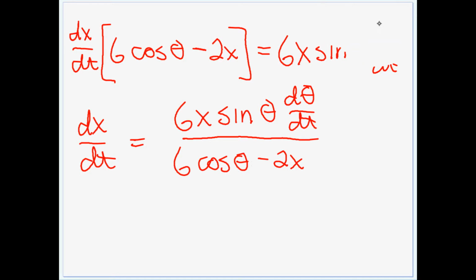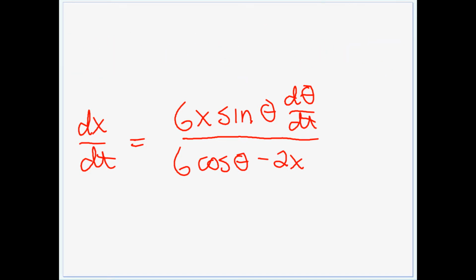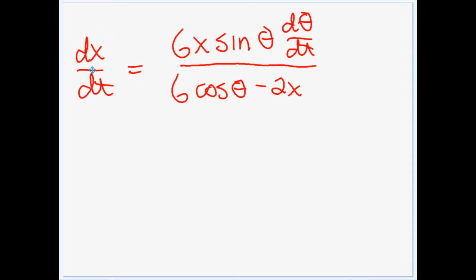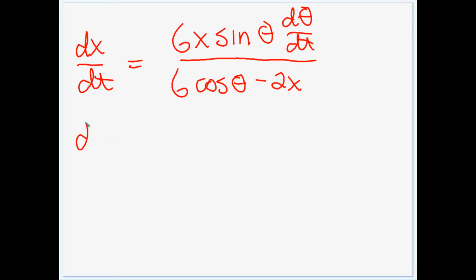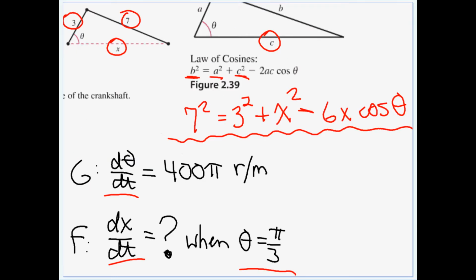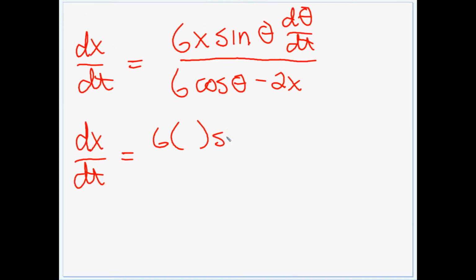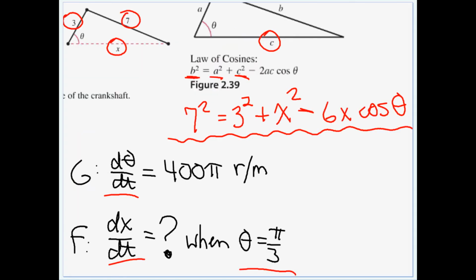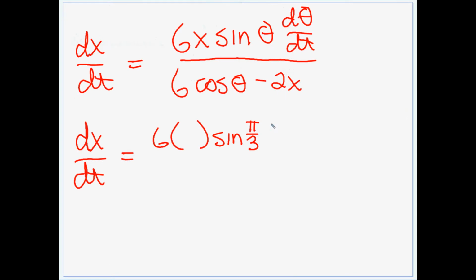The deriving is done. We got to start thinking about what we're going to plug so we can chug to the answer. Dx dt is what we're hunting for. And let's see, up here we've got a 6 times an x, and sine theta. They told us that theta, we're going to freeze time at 1/3 pi. So this is going to be sine of 1/3 pi. Oop, that's supposed to be a 3. And I think they gave us the d theta dt. D theta dt, that's 400 pi. So this d theta dt is going to be 400 pi.